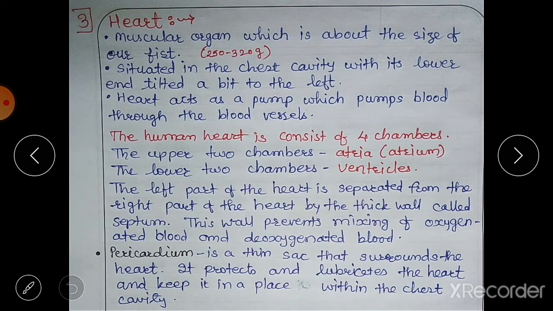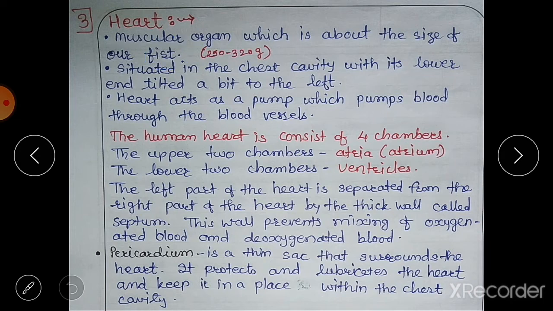The heart is a muscular organ made up of muscles known as cardiac muscles. It is about the size of our fist. What is the size of our heart? It is about the size of our fist. Fist means when you close your fingers, in Hindi we say mutthi. So the heart is about the size of our fist.